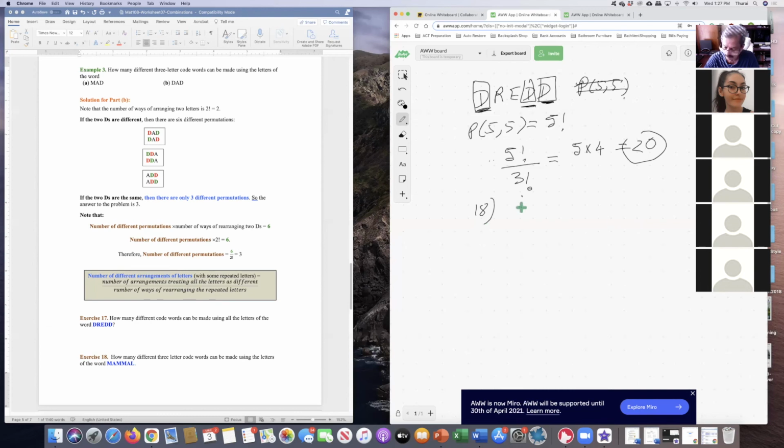Is this 6 factorial over 3 factorial? 6 factorial over 3 factorial. Exactly. Very good.